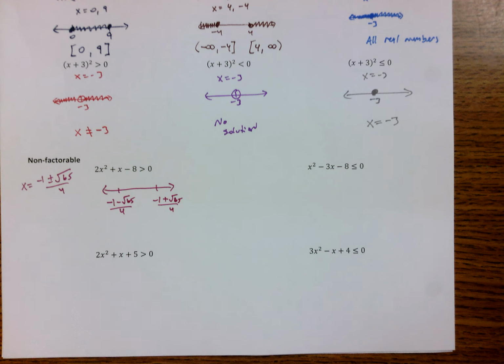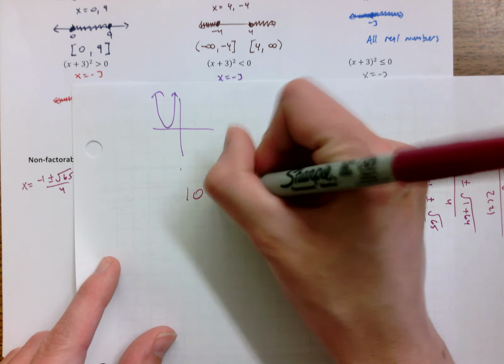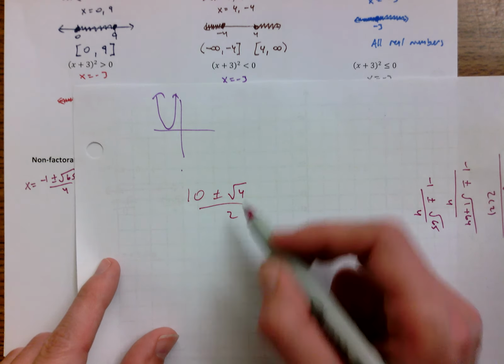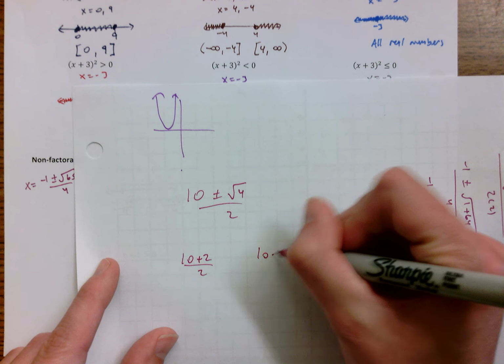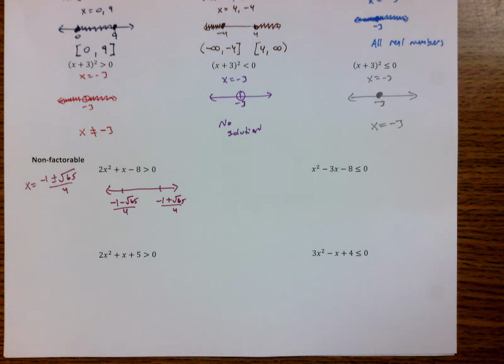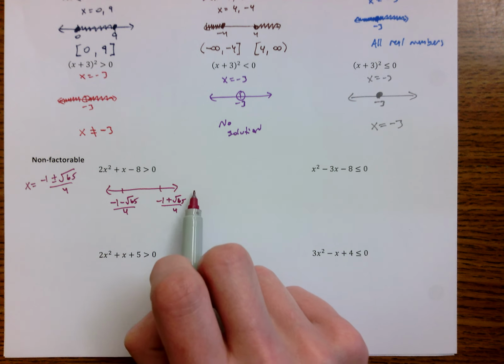You've got to stop and think about this. Say we had a problem where it was 10 plus or minus the square root of 4 over 2. Because we know the square root of 4, that would be 10 plus 2 over 2 and 10 minus 2 over 2. Is 0 between those 2 numbers? No. So we're not always guaranteed that 0 will be between these solutions. You're going to have to think about that and figure out where it is. I do know positive 10,000 is definitely way over here.